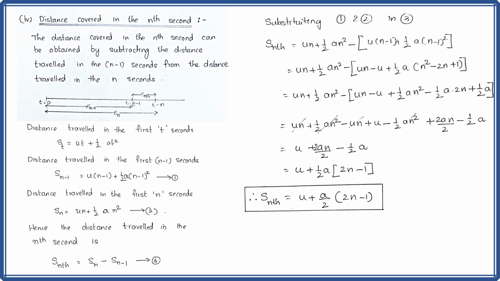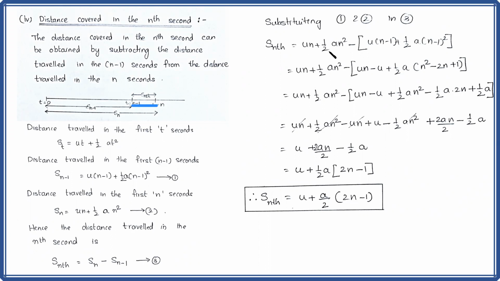So here I'm showing with a blue color, this is the distance traveled in the nth second. For that, we have to do the subtraction. That is, distance traveled in the n minus 1 seconds, we have to subtract from distance traveled in the n seconds.